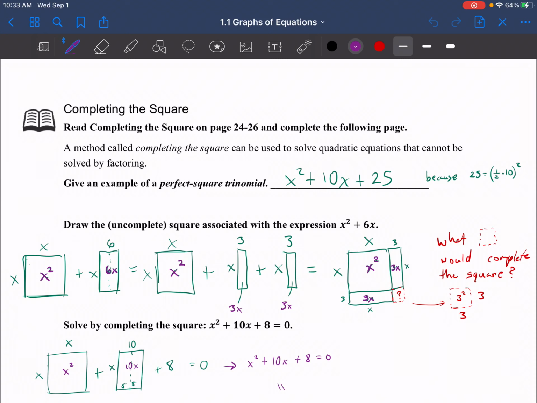All right, here's a second quick little video just to go over completing the square with you.